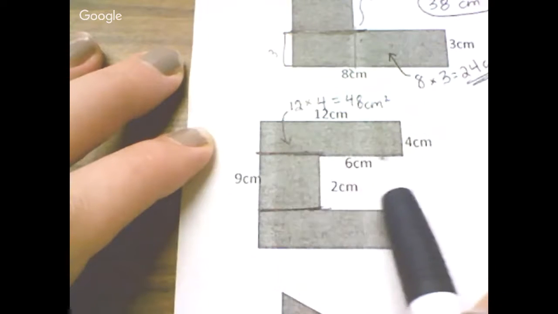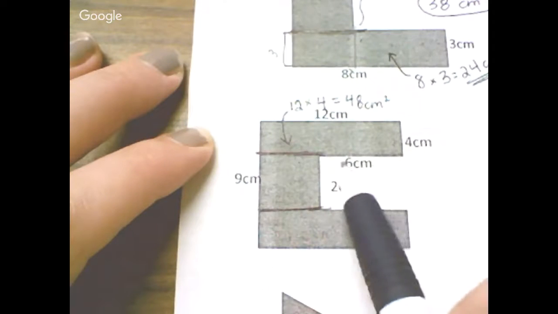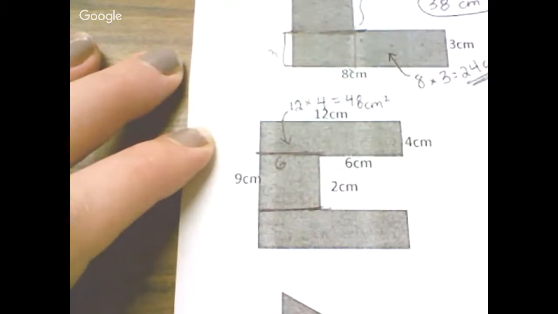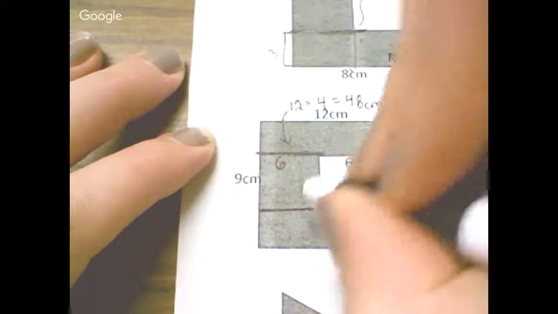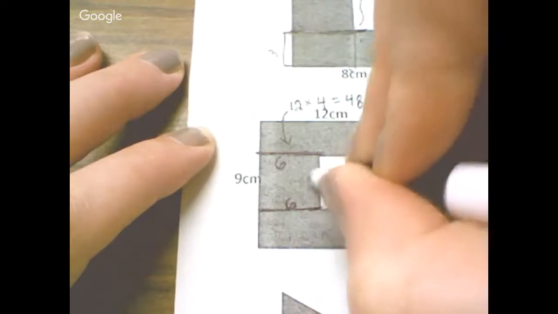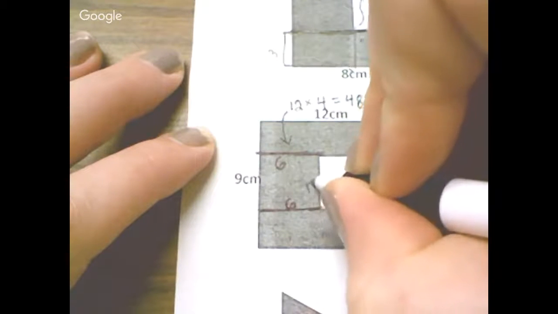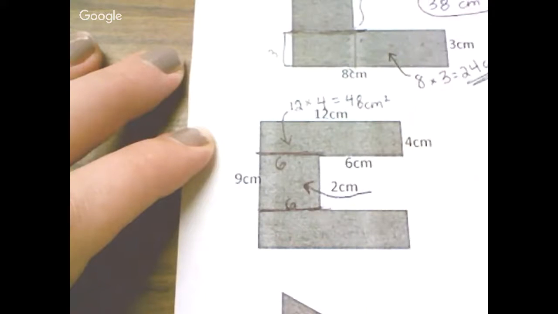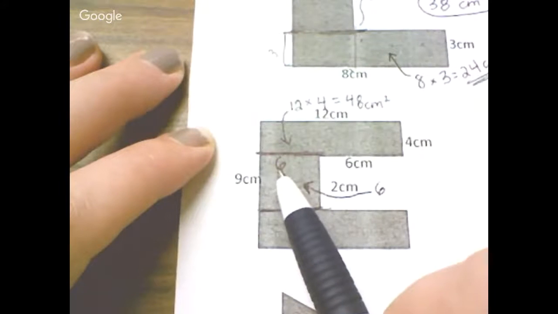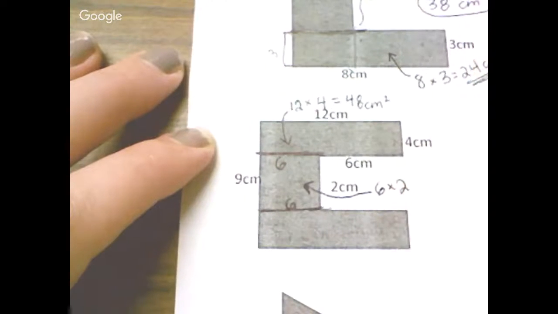Now, if my whole side length is 12, my small side length is 6, that means this side length also has to be 6. Which means that this side length is also 6. Okay, that means that this area in the middle is 6, my length, times 2, or 12 centimeters squared.